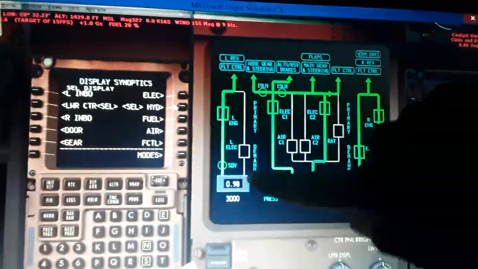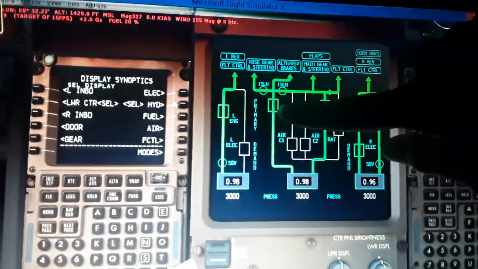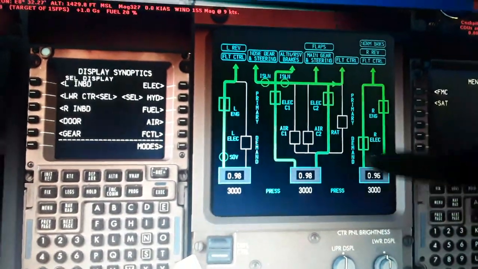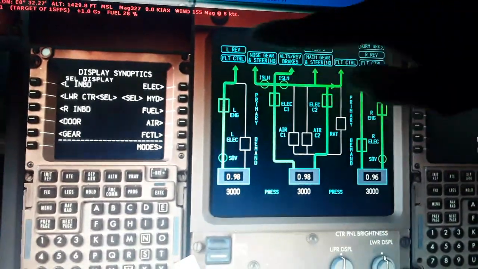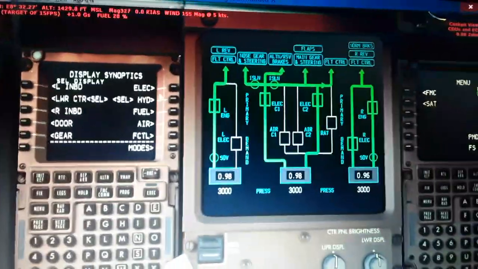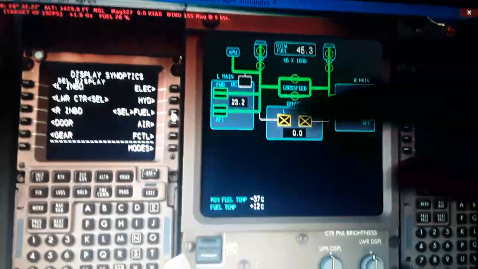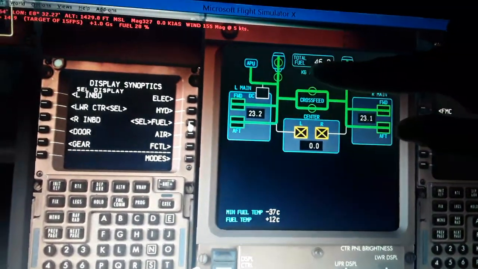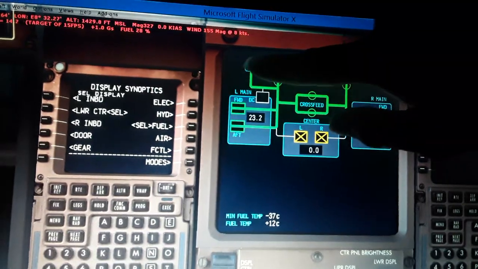You can also see the hydraulic system, the left engine, right engine, and C1 and C2, the air pressurized at 3000 psi each one, and where the hydraulic fluid goes, which systems use hydraulic fluid pressure. We also have the fuel system, left wing, right wing. You can see both have fuel, 46,300 kilograms in total.